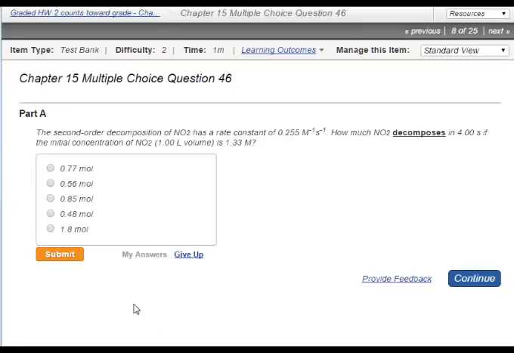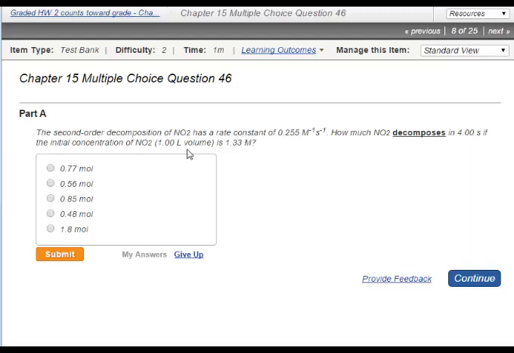So here's problem 8 of the graded homework 2, and you have to read this carefully. This is a second order decomposition, and it has a rate constant of 2.255. The question is, how much NO2 decomposes in 4 seconds if the initial concentration is NO2 and it's in a 1 liter volume? We're going to figure out what the concentration is after 4 seconds, and then subtract that concentration after 4 seconds from the initial to find out how much is decomposed.